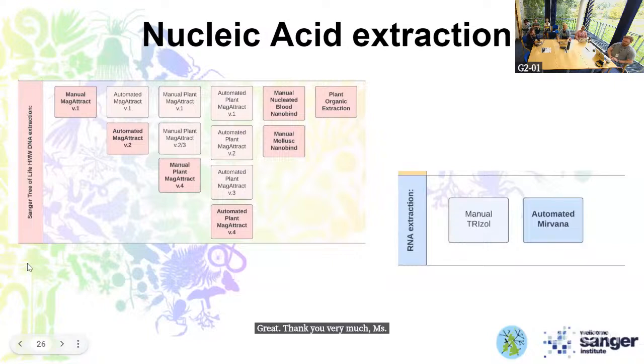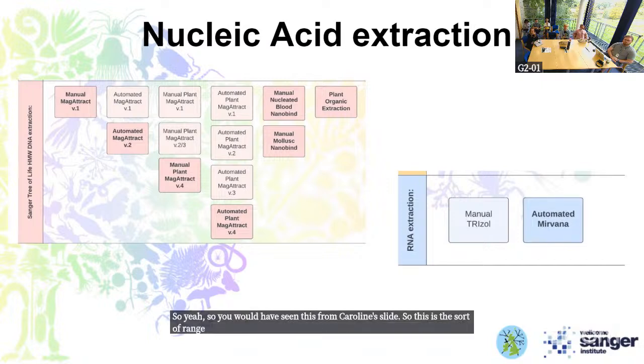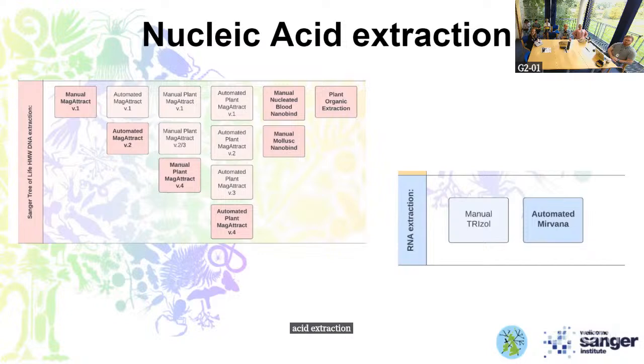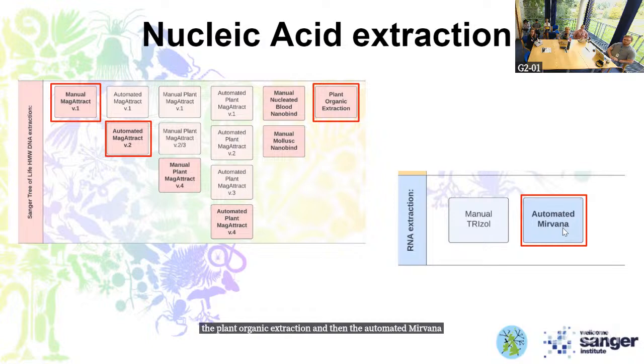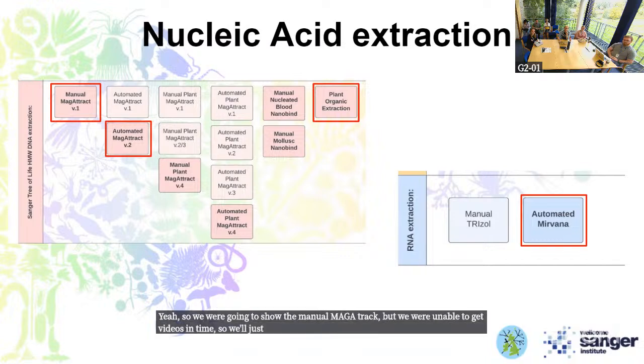That was fantastic. So you would have seen this from Caroline's slide. This is the sort of range of nucleic acid extraction methods that we employ in the lab. What we'll be talking to you about today is the automated MagAttract extraction, the plant organic extraction, and then the automated Mivana extraction, which I have highlighted in red. So we were going to show the manual MagAttract, but we were unable to get videos in time. So we'll just have the automated MagAttract, the plant organic extraction, and the automated Mivana RNA extraction.